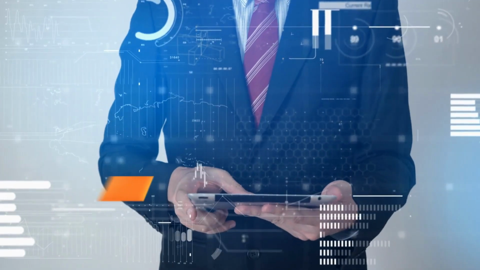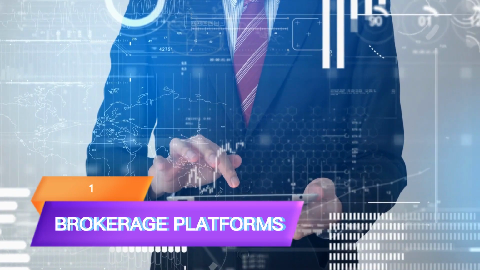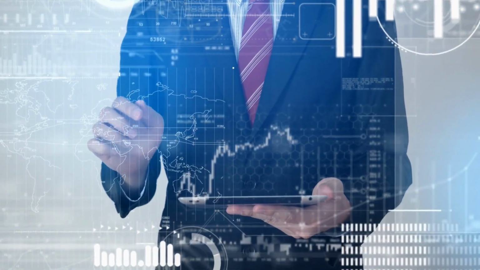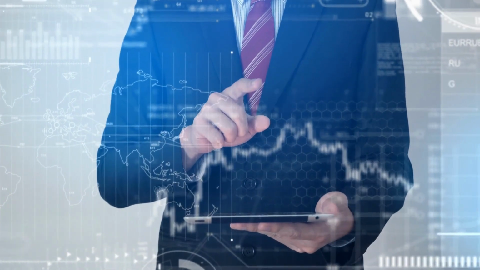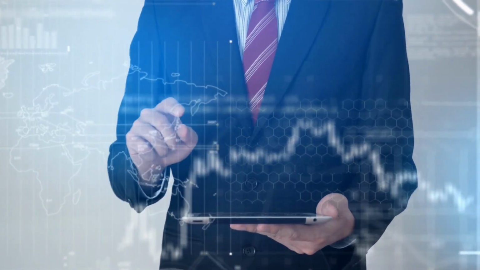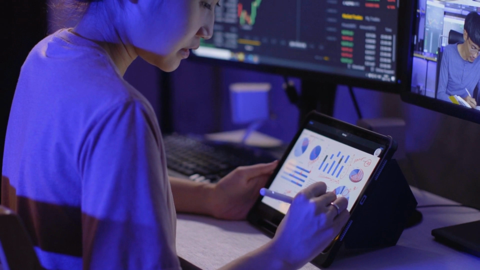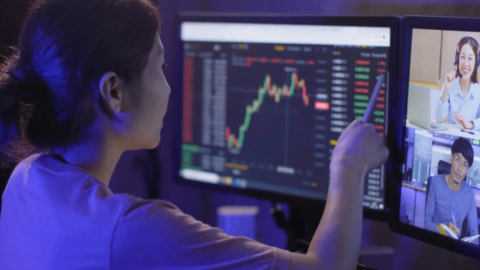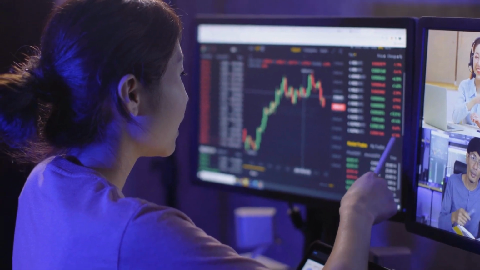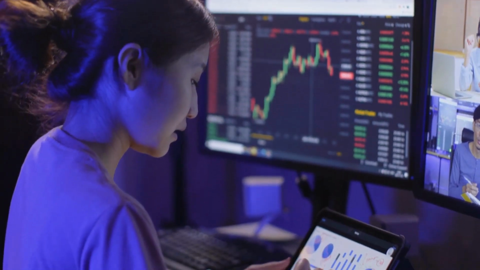Number 1. Brokerage platforms. The first type of online investment platform we'll be discussing is brokerage platforms. These are platforms that allow you to buy and sell stocks, bonds, and other securities. Some popular brokerage platforms include E-Trade, TD Ameritrade, and Charles Schwab.